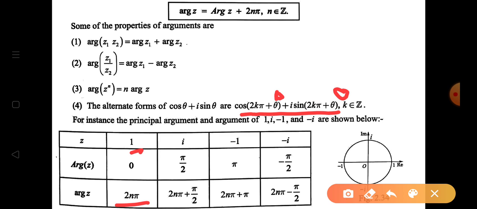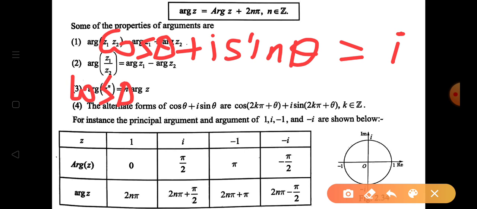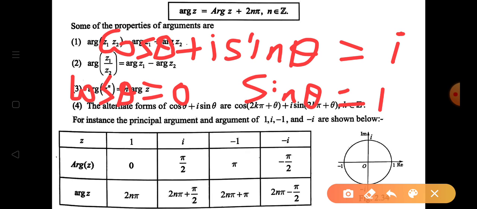Okay. Next, argument of i. In the same way, cos theta plus i sin theta is equal to i. We equate real and imaginary parts on both sides. On the right hand side there is no real part, so cos theta is equal to 0. And for the imaginary part, sin theta is equal to 1. Yes, the coefficient of i is 1.